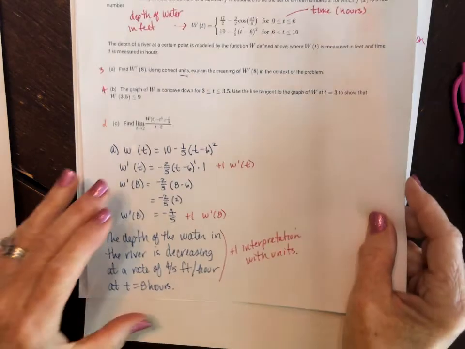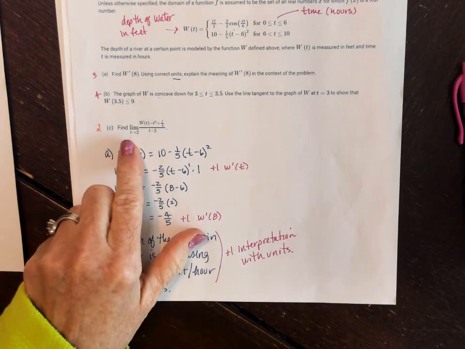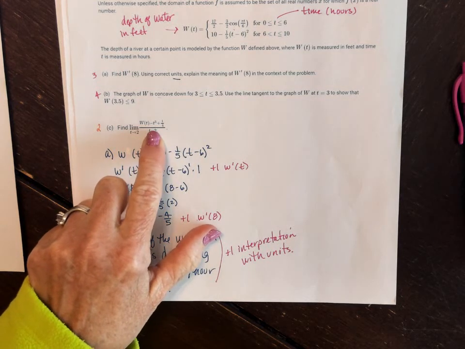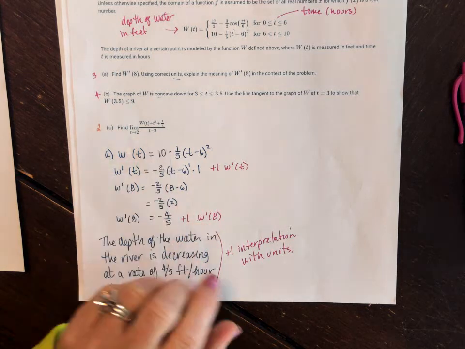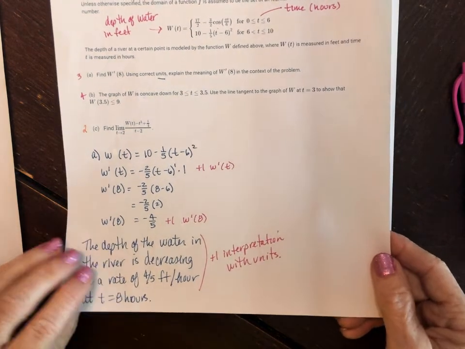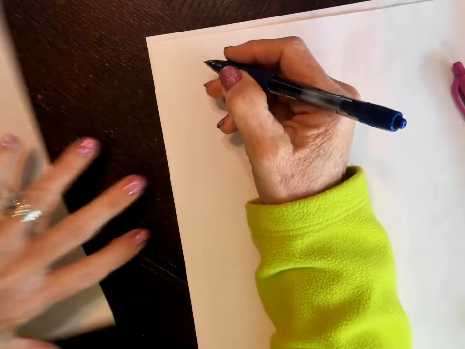Let's look at the last part here, which is part C. And part C says, find this limit as t approaches 2 of w of t minus t cubed plus 1/4 all over t minus 2. So, important thing here is to recognize that you're going to have to figure out this limit.